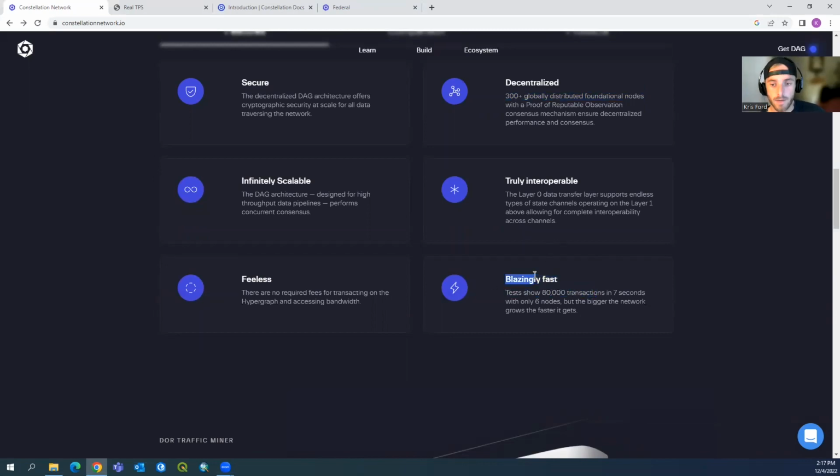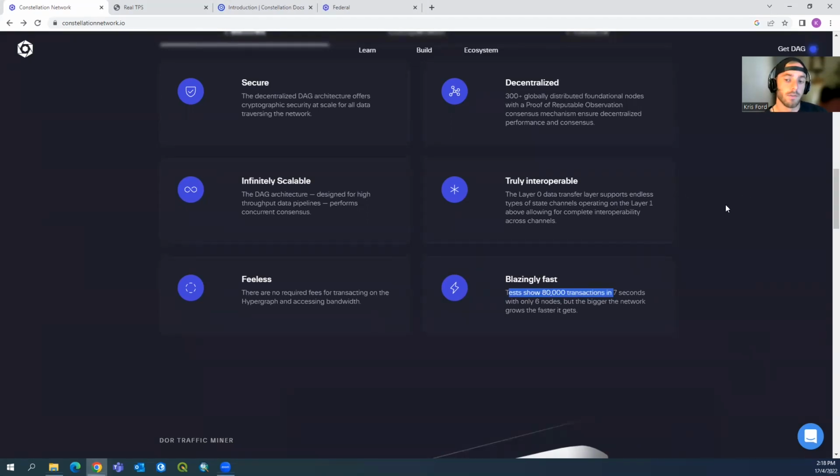Now, blazing fast. Testnet shows 80,000 TPS. Oh, wait, excuse me. 80,000 transactions in 7 seconds. So we'll say over 10,000 transactions with only 6 nodes. But the bigger the network grows, the faster it gets. What Constellation is doing is something similar to Cardano. As the Cardano blockchain expands, so do the transaction speeds as the usage goes up. So they're using the same exact concept. Now, keep in mind, this was in testnet.